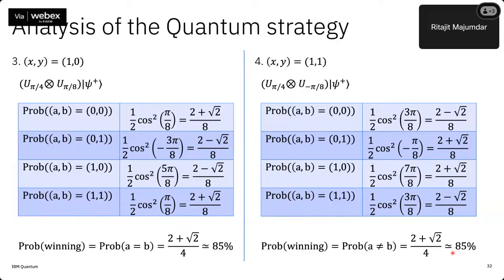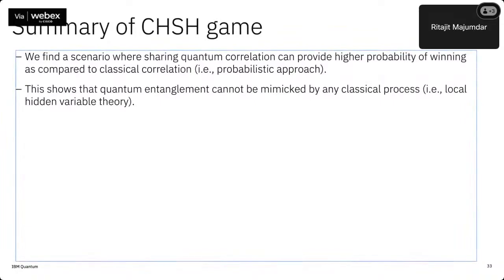Previously, we argued that the winning probability is never greater than 75%. But by using this kind of strategy, we are able to get a probability of 85% here. What does that mean, basically? So we were able to find a scenario where sharing quantum correlation can provide a higher probability of winning, right? Whatever we use classically, a deterministic method or a probabilistic method, we were getting stuck at 75%. Here we are getting 85% probability of winning. So this is definitely higher than the classical strategy.